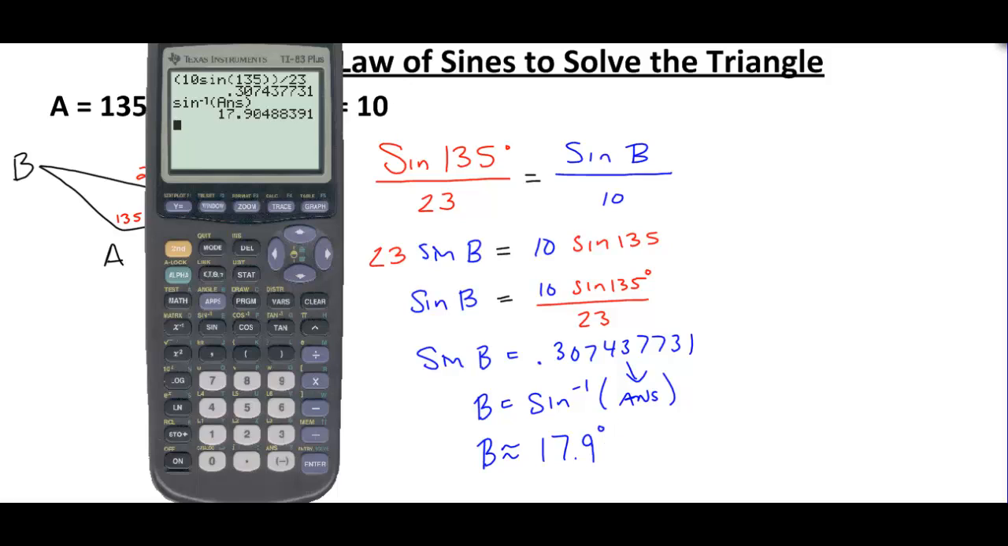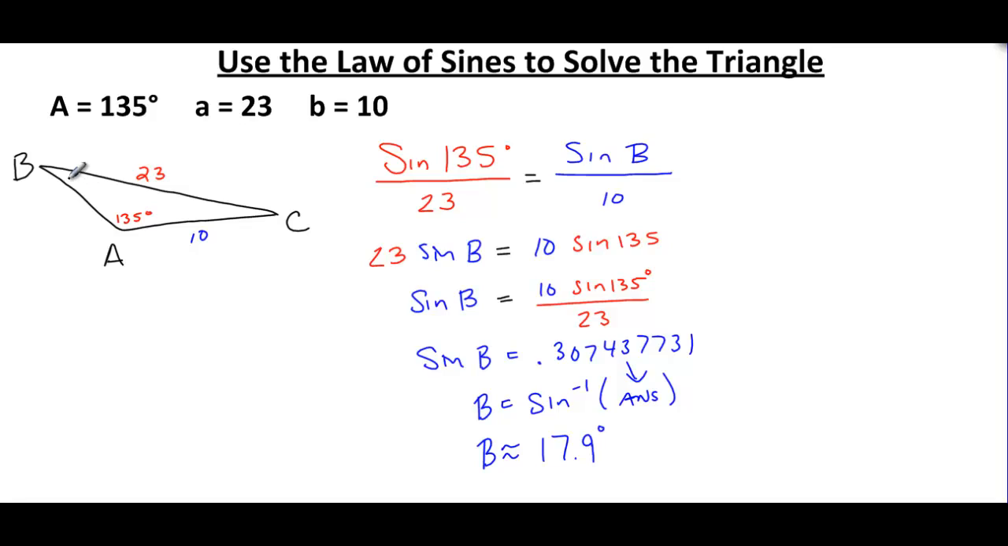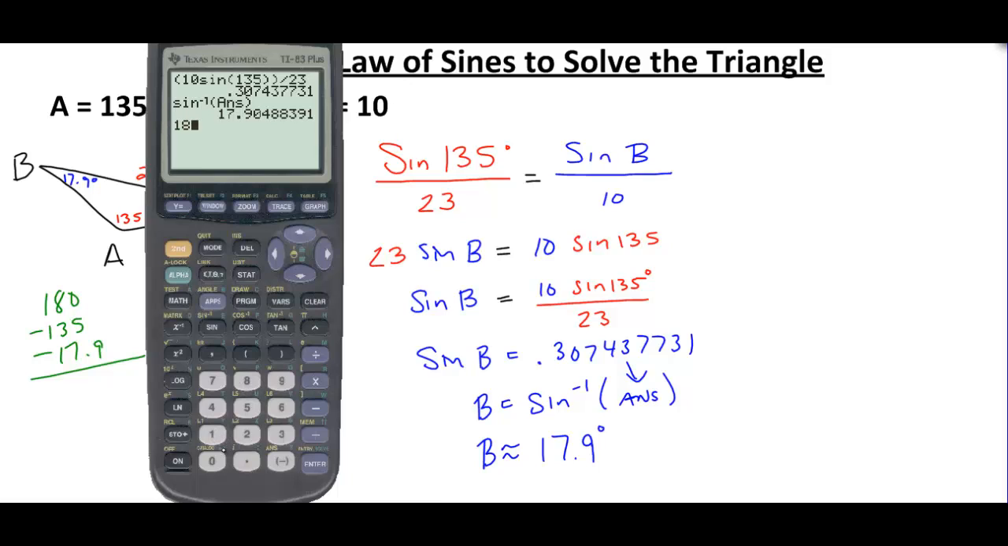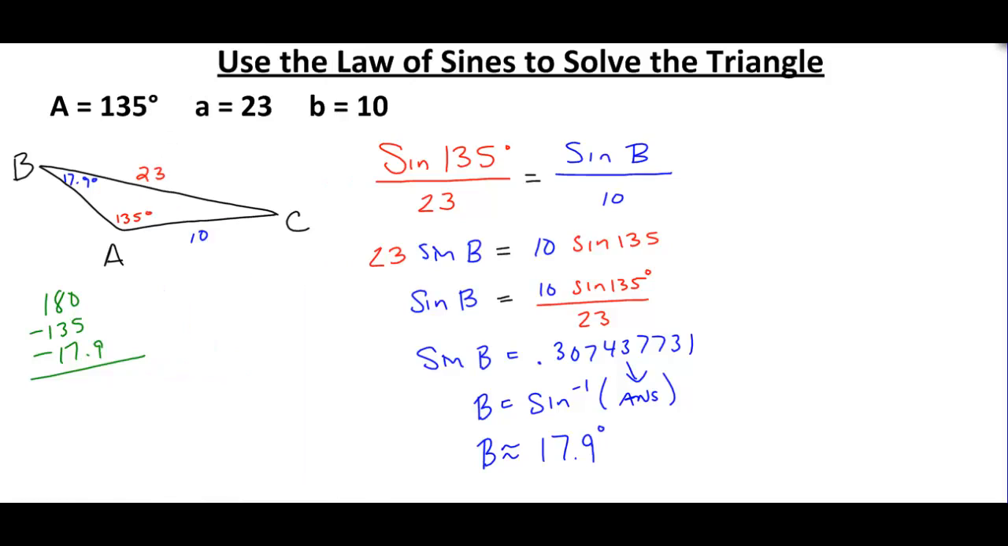Okay, so now that we have that, let's see. So now I know B is 17.9 degrees. But we want to solve the triangle. So what does that mean? That means you want to find all missing sides and all missing angles. So we found one missing angle, but now I can actually easily find the other missing angle because I know the 3 angles of a triangle add up to 180. So if I take 180, I subtract the 135, I subtract the 17.9, that's going to tell me what's left over. So 180 minus 135 minus 17.9. And I get 27.1. So let's write that. So we have 27.1. So that's here.